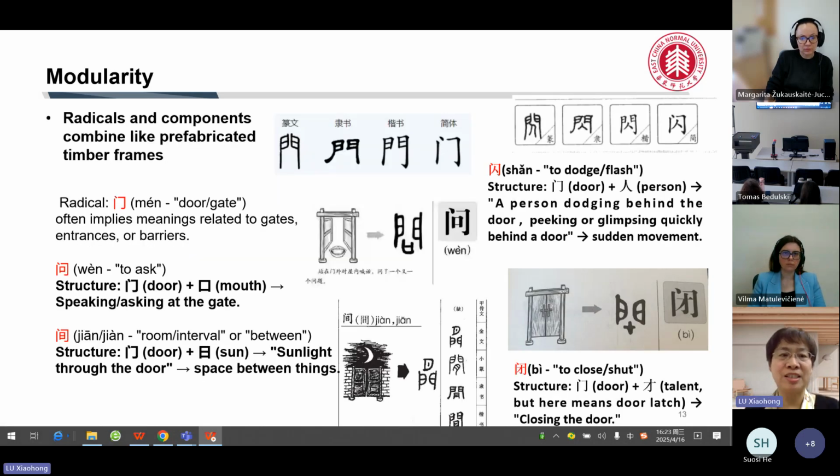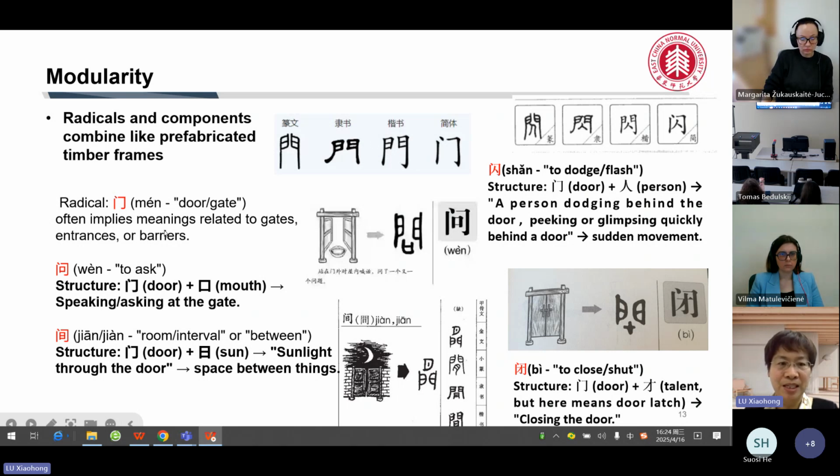We have just mentioned that Chinese architecture is composed of modules. So radicals and components in writing are also combined like prefabricated timber frames. Let's take the word men, for example. We have just mentioned the word men. It has balance there. And men as a radical also indicates something related to the door.